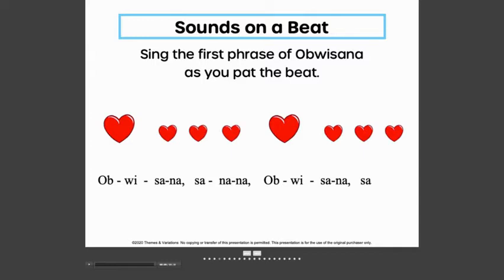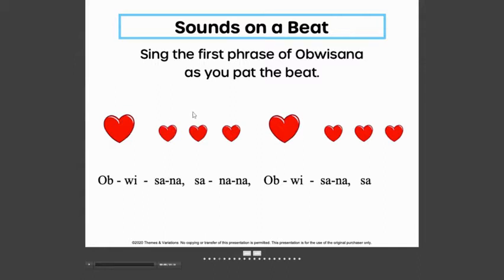Now let's listen to the second heartbeat. It starts from the beginning, Obwisana. So the second heartbeat is sana. How many sounds is that? Sana. 2 sounds again, right. In the second box, please draw 2 lines. 2 lines inside box number 2.